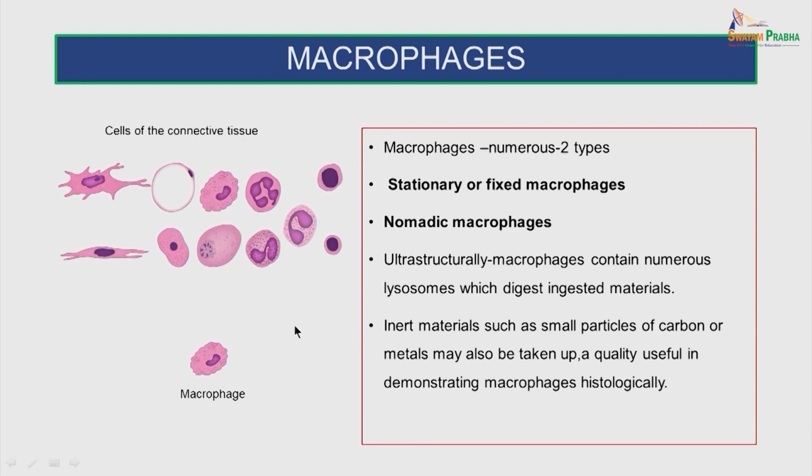The macrophages are basically of two types: the stationary or fixed macrophages and the nomadic macrophages. Ultrastructurally, the macrophages contain numerous lysosomes which digest ingested materials. Inert materials, such as small particles of carbon or metals, may also be taken up, a quality useful in demonstrating macrophages histologically.